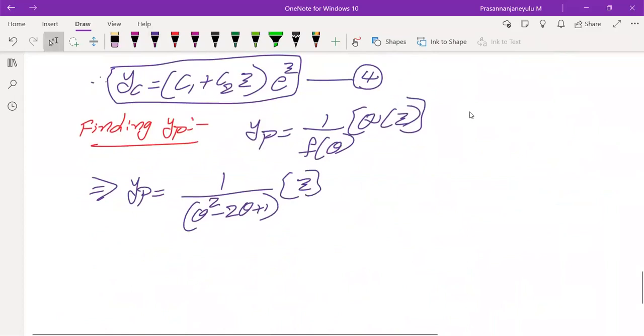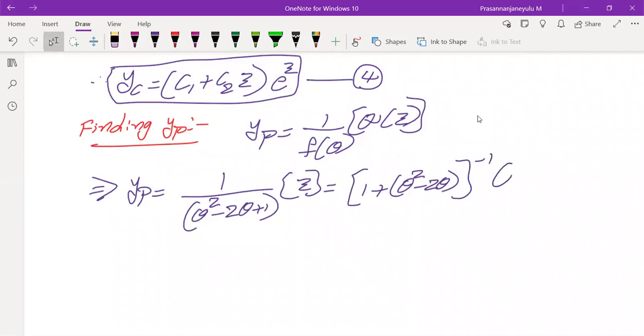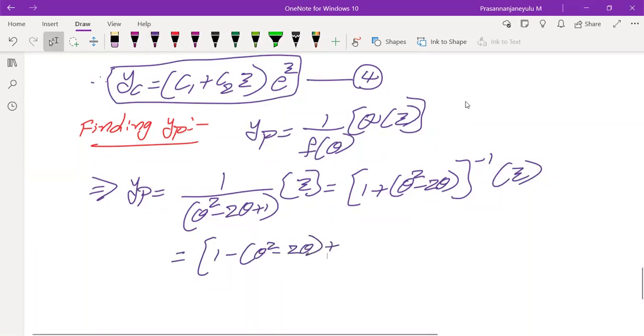Now, how can we write this one as 1 plus theta square minus 2 theta? The constant term is already 1, so no need to take anything common. I am taking this to the numerator with whole power minus 1, of z. Now it looks like the 1 plus x whole power minus 1 formula. What is that formula? 1 minus x plus x square. We have to go to the next term or not? For that, we need to identify in the rough work what is theta of z. Here d we should not take, theta of z. What is the theta of z value? 1.